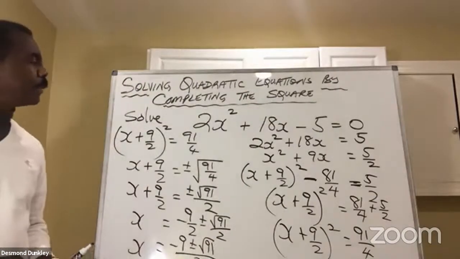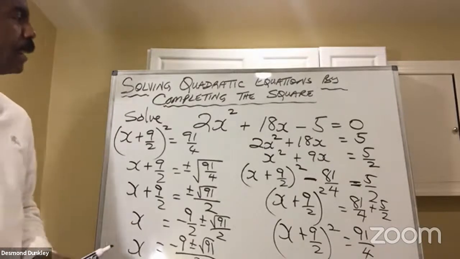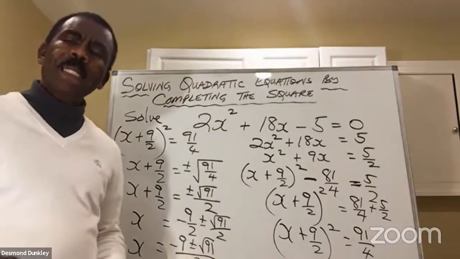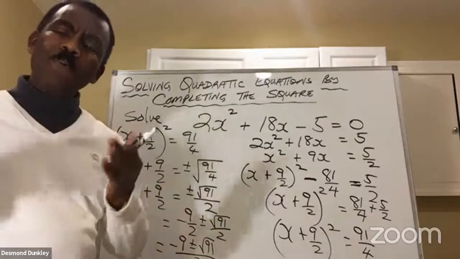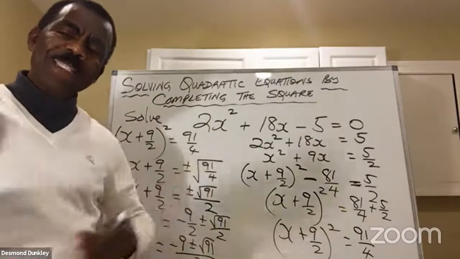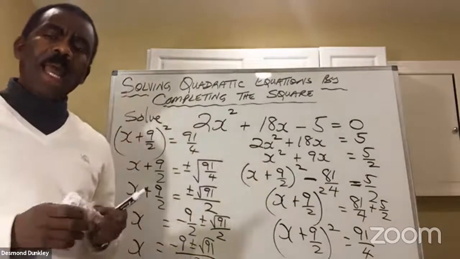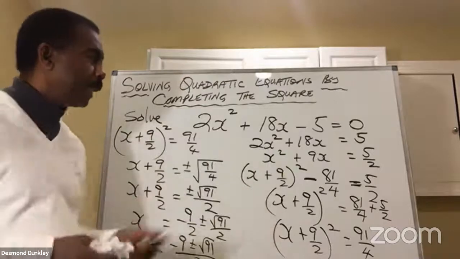Okay? So this is what I'm going to do. I'm going to do another example, and then I'm going to do the same example using the quadratic formula so that we can see that the two are consistent. And then that should give you really a good feeling about completing the square.